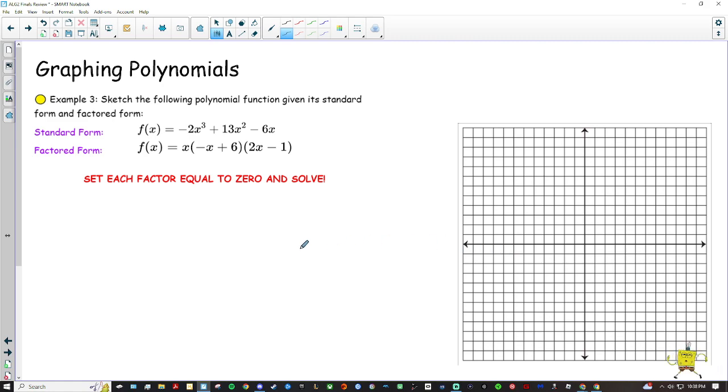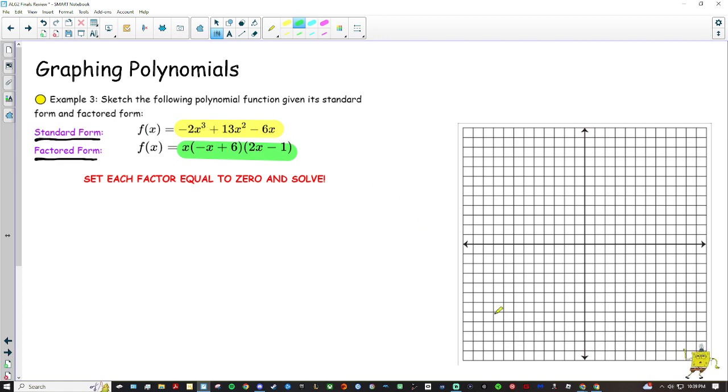All right, you got it copied down. Let's graph a polynomial. So here's our polynomial. We are given its standard form, and we're given its factored form. So these are the same polynomials. One is the raw polynomial. The other one is its factored form.